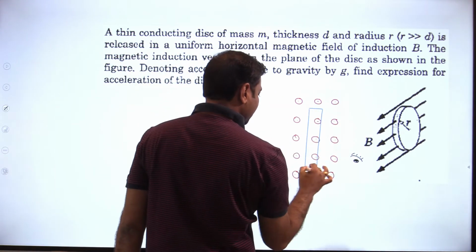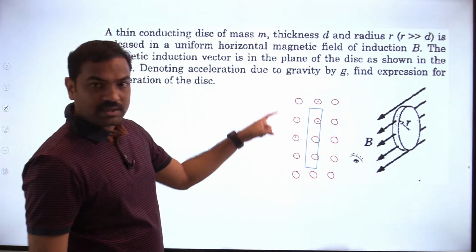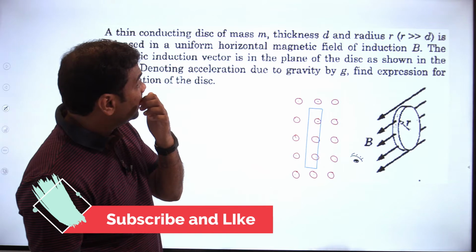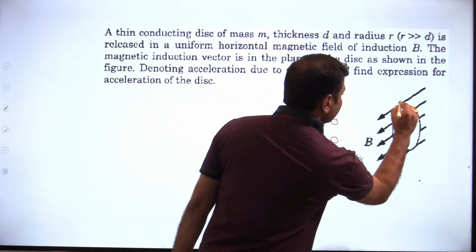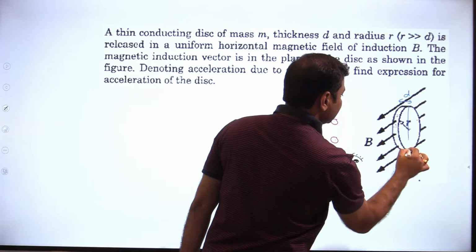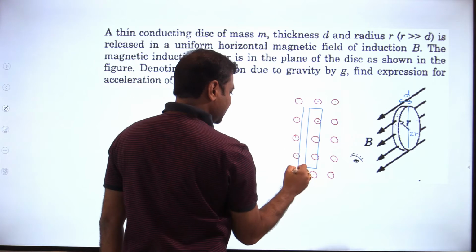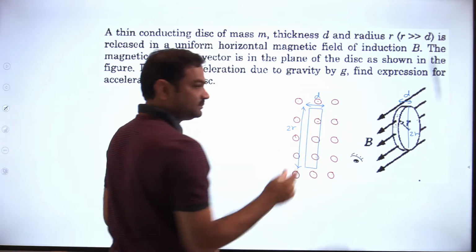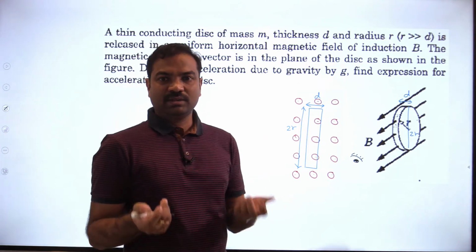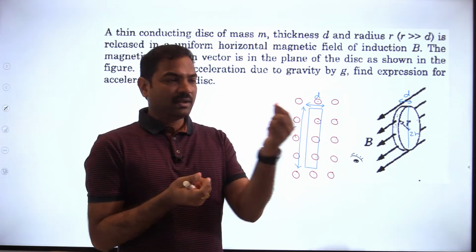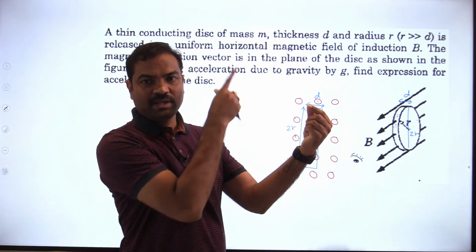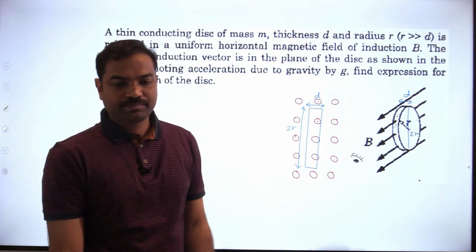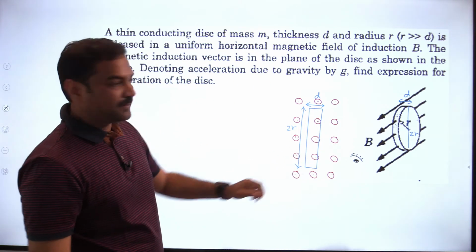This is the disk. Am I right? The disk will appear with length 2r, and the thickness is d. Here the thickness is d, and this length is 2r. So the disk appears as 2r length with thickness d. Now if you take a 1 rupee or 2 rupee coin and you see it from one side, it will look like a straight line, I mean, the rectangle strip. So the disk will appear in this way.